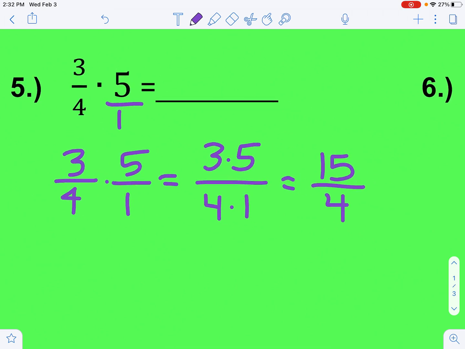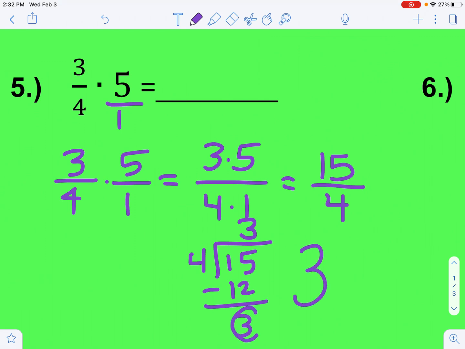Alright, and then we can change that to a mixed number. 4 fits inside 15 3 times. 4 times 3 is 12. And we're left with 3. So our answer is 3 and 3 left over out of 4. So 3 and 3/4.